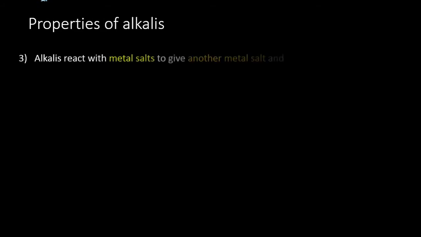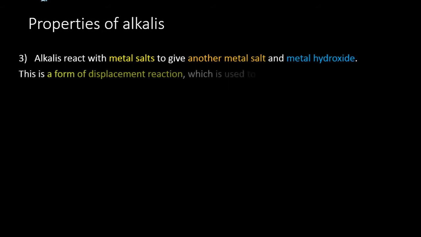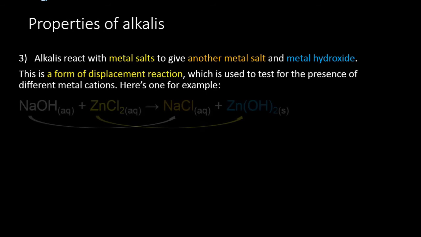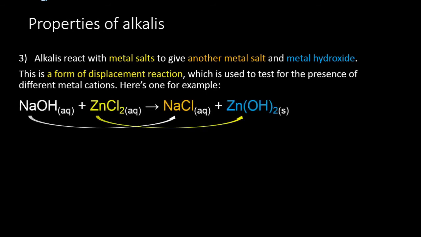Alkalis react with metal salts to give another metal salt and metal hydroxide. This is a form of displacement reaction which is used to test for the presence of different metal cations. Here's one for example. Sodium hydroxide reacts with zinc chloride to form another metal salt, in this case sodium chloride, and zinc hydroxide. Zinc hydroxide is insoluble and will precipitate out of solution as a white precipitate. So, this is how to test for the presence of zinc cation.